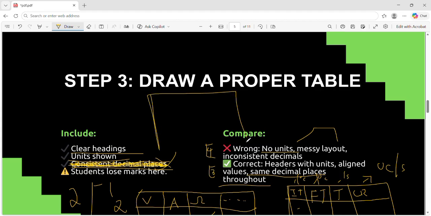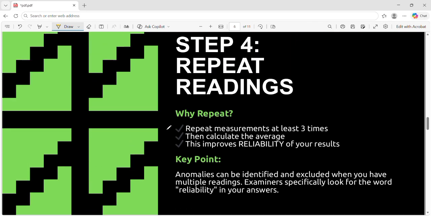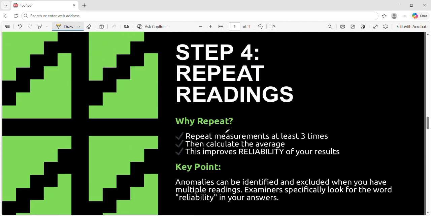They may ask you to put the voltage values after giving you a formula, and then you have to put it in the table. They may give you a table, and then you have to put your values. So it has to be either 2 SF or 3 SF, but they have to be the same decimal places or significant figures throughout. Okay, now repeating the readings.